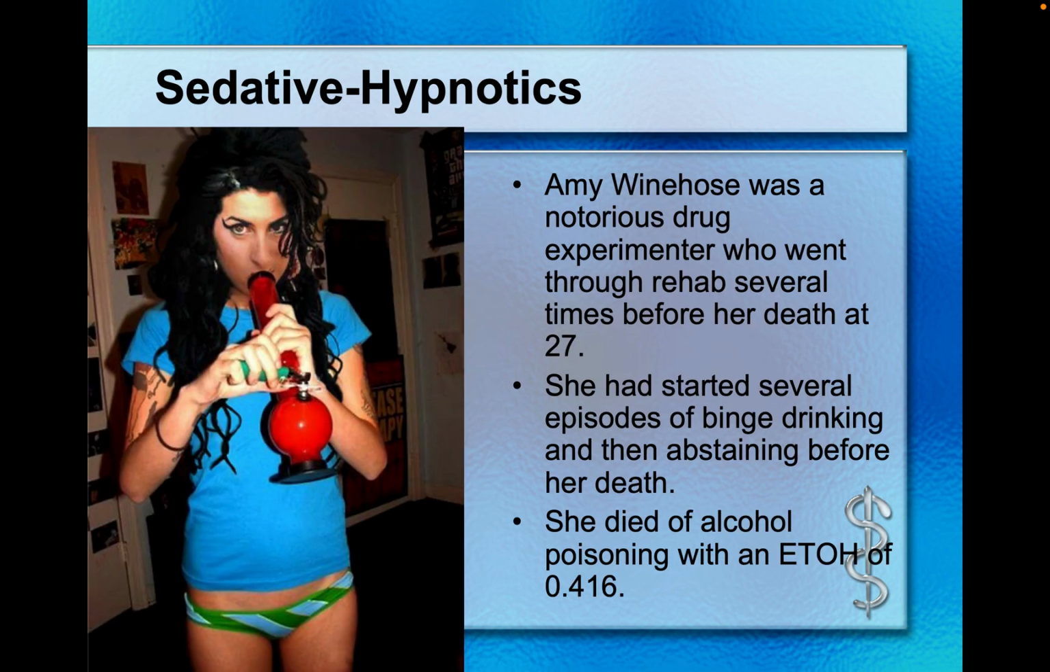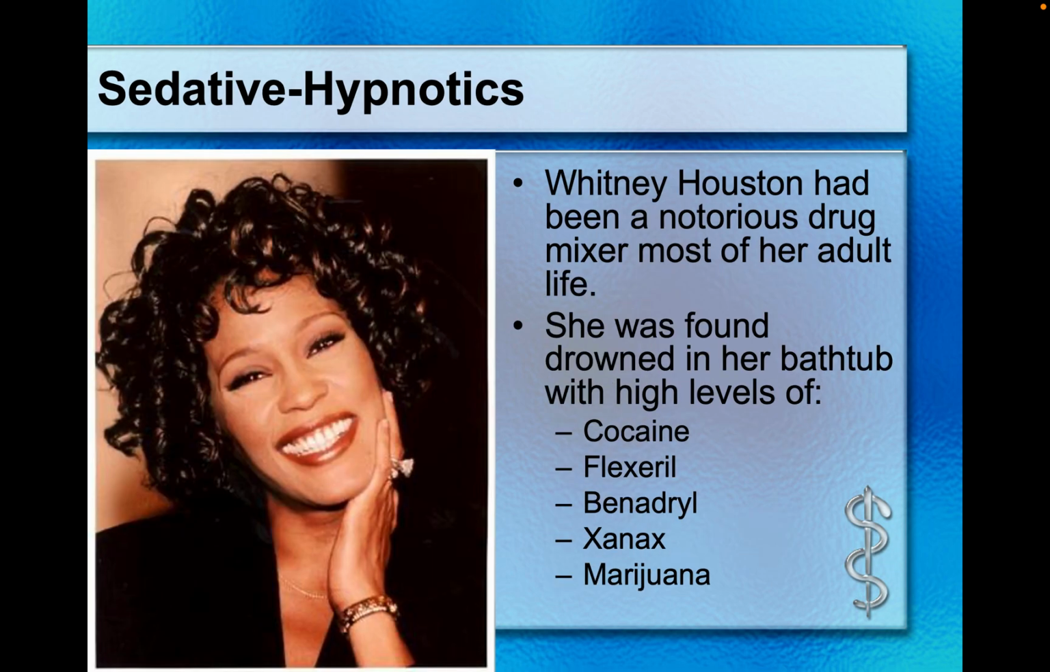Amy Winehouse was a notorious drug experimenter who went through rehab several times before her death at 27. She had started several episodes of binge drinking and then abstaining before her death. She died of alcohol poisoning with an alcohol level of 0.416.